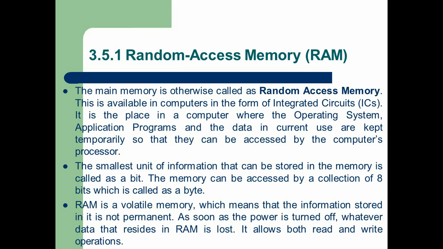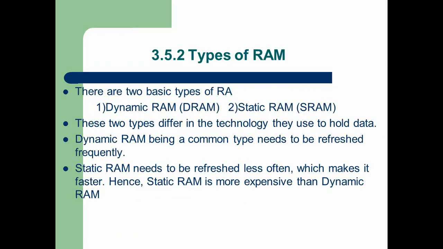So RAM is a volatile memory. Of course, RAM is volatile. It is a temporary form of memory. Whenever we switch off, all the data in RAM will be erased. So the next topic is types of RAM. There are two types of RAM. One is dynamic RAM, otherwise called DRAM. Another one is static RAM, otherwise called SRAM.